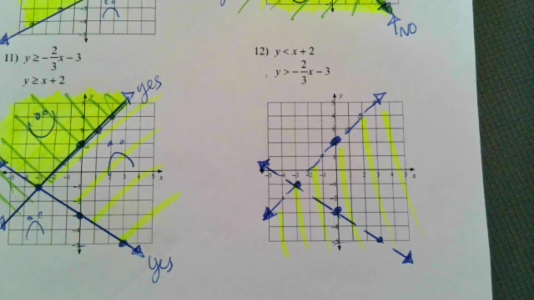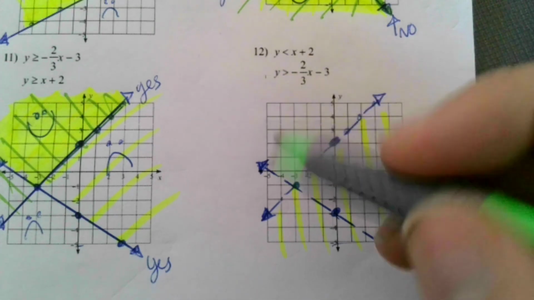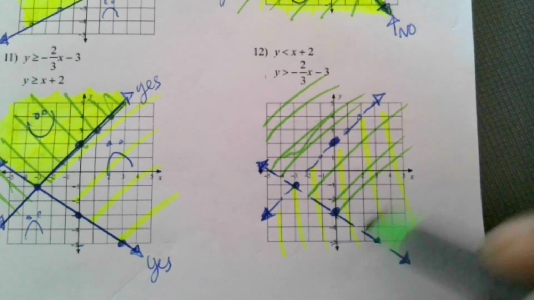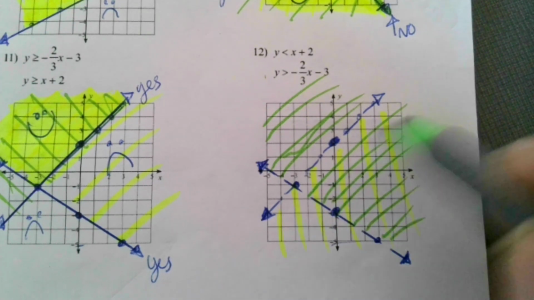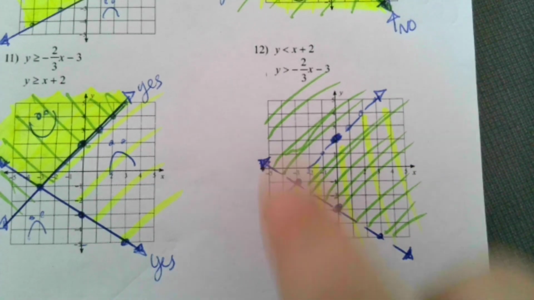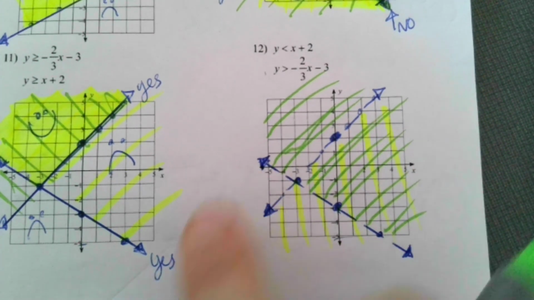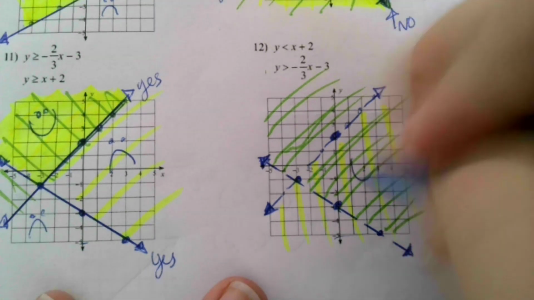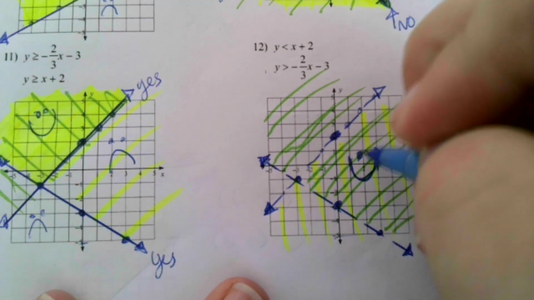Shade above or below? Above. So which part is my smiley face? 1, 2, 3, or 4? Smiley face? Yep. 2. This is the part we want. This is our solution set.